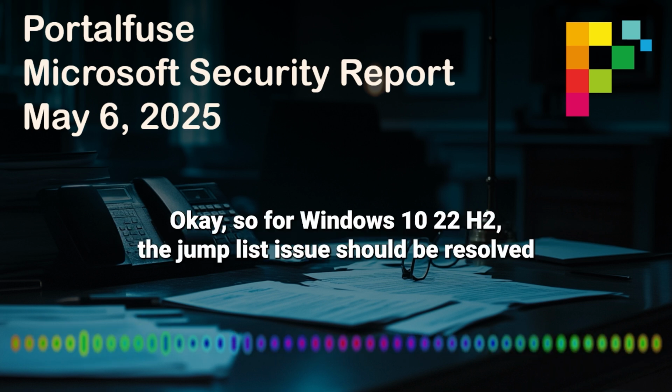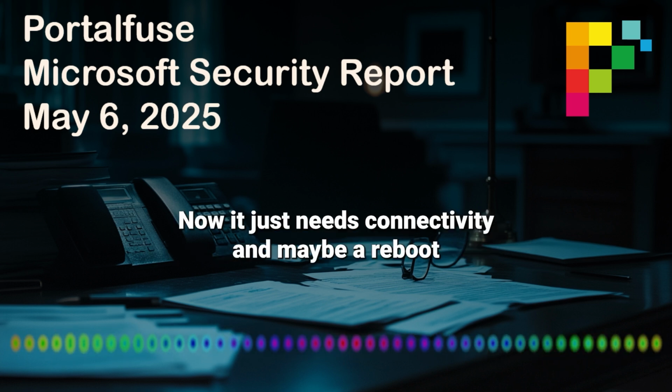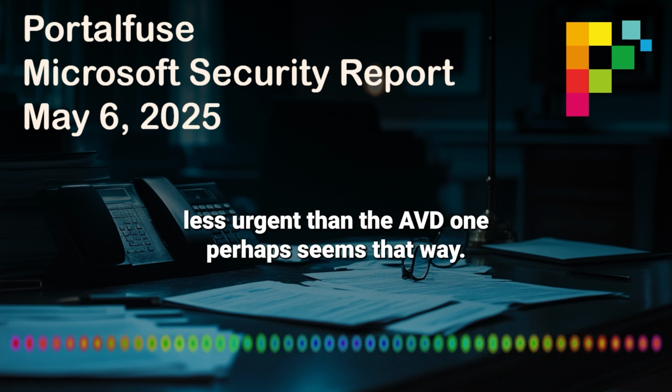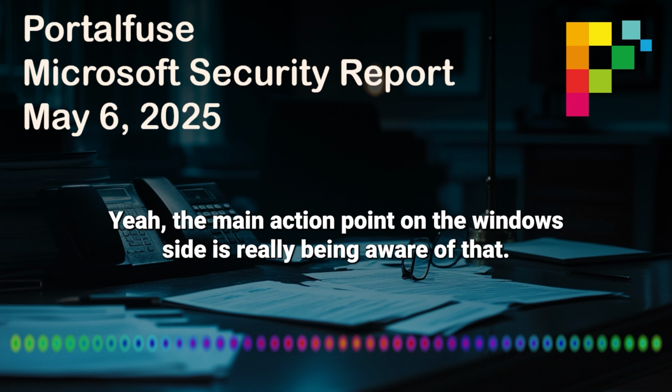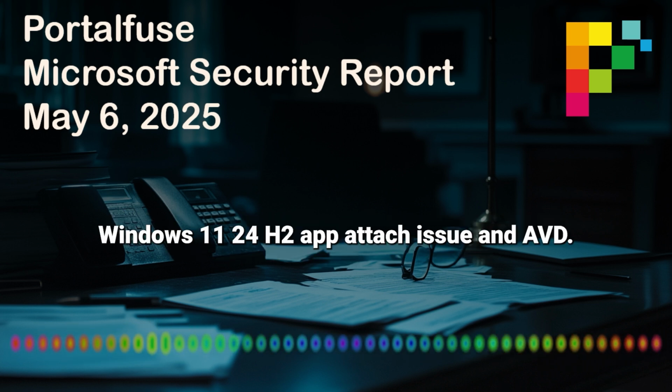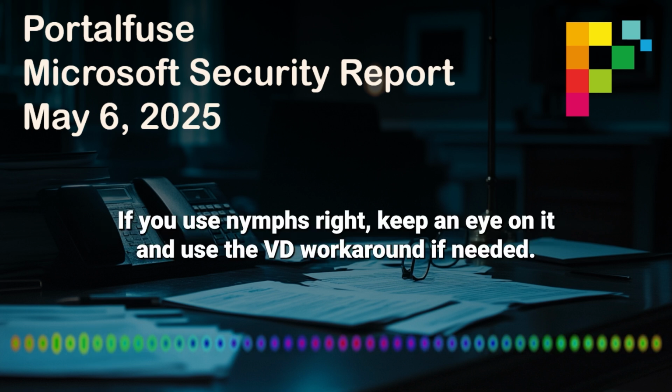Okay, so for Windows 10 22H2, the jump list issue should be resolved for most users now. It just needs connectivity and maybe a reboot. Less urgent than the AVD one, perhaps. Seems that way, yeah. The main action point on the Windows side is really being aware of that Windows 11 24H2 App Attach issue in AVD if you use CIMFS. Right. Keep an eye on it and use the VHDX workaround if needed.